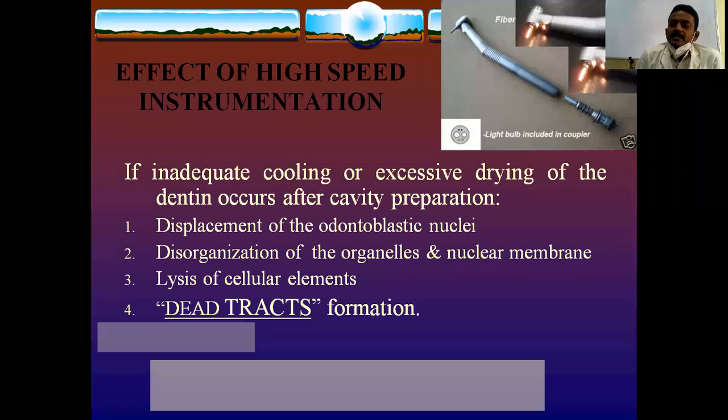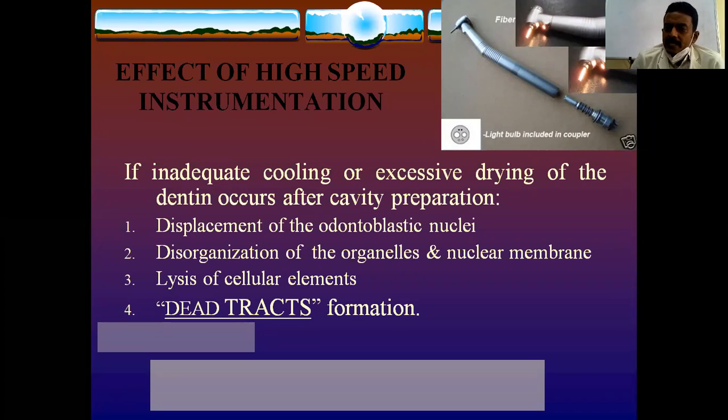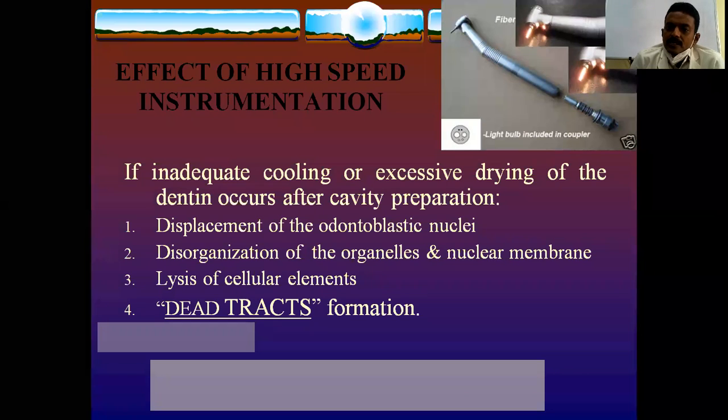Effects of high speed instrumentation. What happens if you use this instrument at high speed? Definitely it generates a lot of heat. So producing heat, naturally, it causes damage to the oral soft tissues. So what to do?